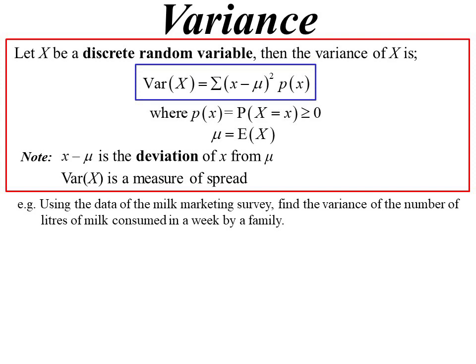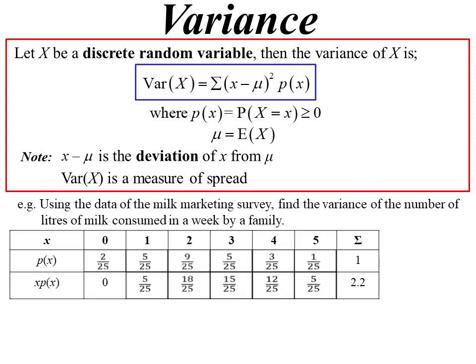Well, let's look at the same example that we did yesterday, our milk survey. We want to find the variance of this data. So we drew up our table yesterday, you recall. We ended up finding that the expected value, or the average, was 2.2. So that's where we got to yesterday.